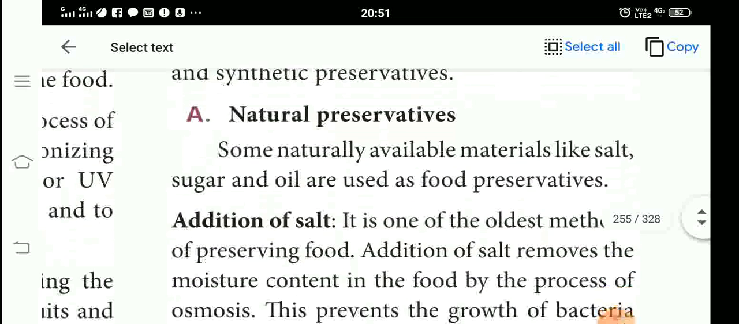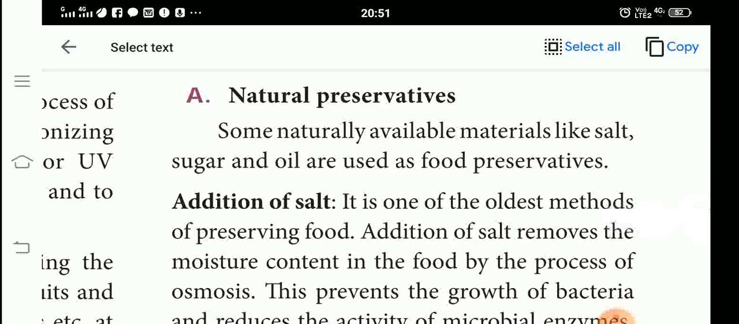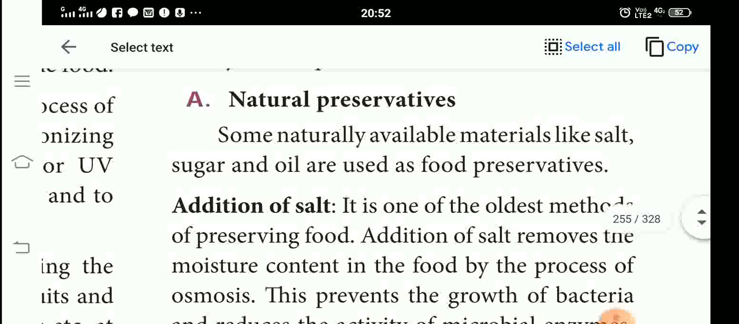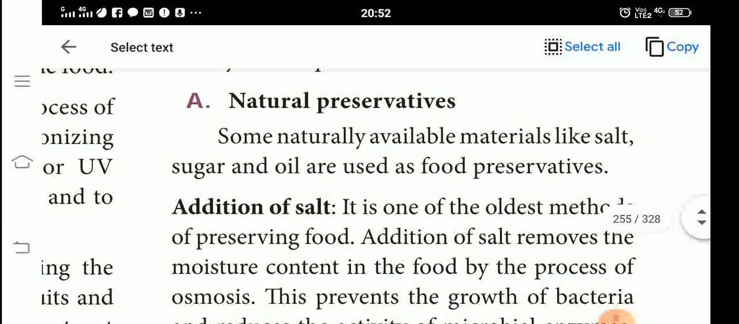So what are the natural preservatives? Natural preservatives are naturally available materials like salt, sugar and oil that are used as food preservatives. They are naturally added to the food for preserving it. For example, we can use pickle, no? For all types of pickle we are using oil. More oil will be used for pickle. So that is plenty of oil.